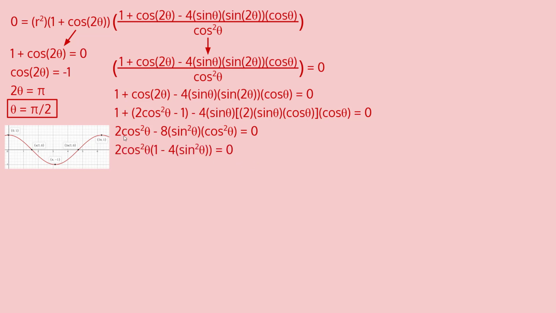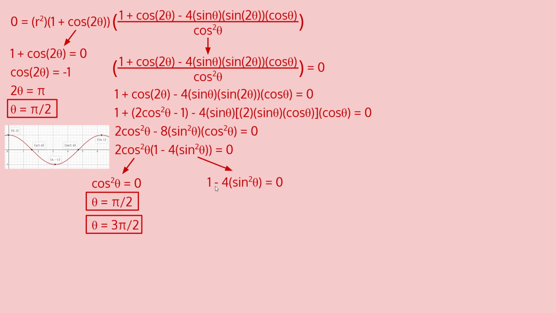And now if we factor out 2 cos squared theta, we get 2 cos squared theta times 1 minus 4 sine squared theta equals 0. So now what we have here are two factors again. So this out here is the first factor, and then over here is another factor. So let's set cos squared theta equal to 0. So looking at the same graph over here, we can say cos squared theta equals 0. In other words, cos theta must equal 0. So we could have theta equals pi over 2, or we could have theta equals 3 pi over 2. Those would both give us an answer of 0.